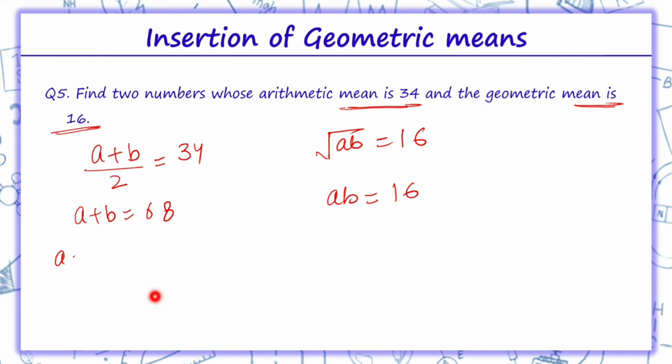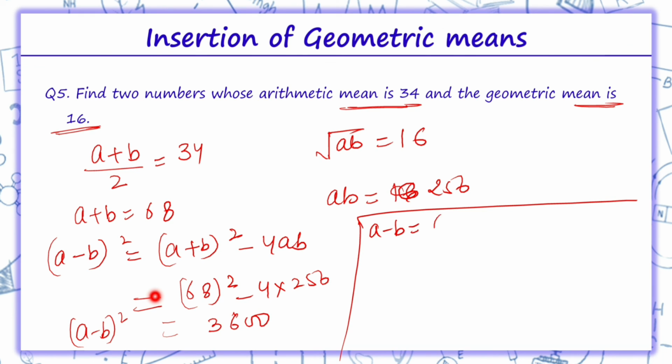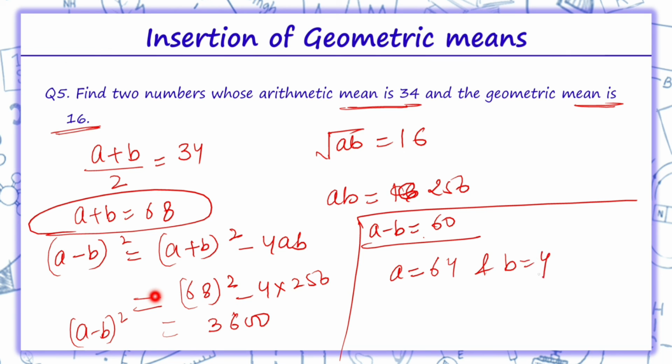Now as we know, (a minus b) whole square is equal to (a plus b) whole square minus 4ab. So here a plus b is 68 square, minus 4 into 256, because 16 square is 256, which comes out to be 3600. This is (a minus b) square. So a minus b will be 60. Now a minus b is 60 and a plus b is 68. When we solve these both equations, we get a is equal to 64 and b is equal to 4.